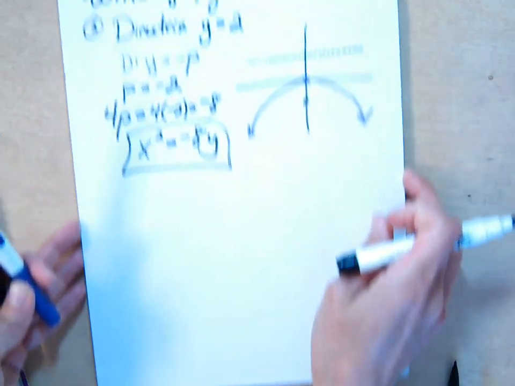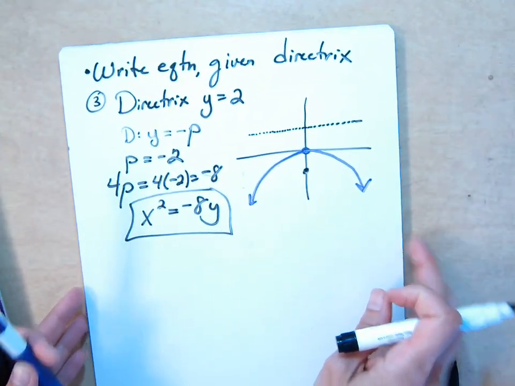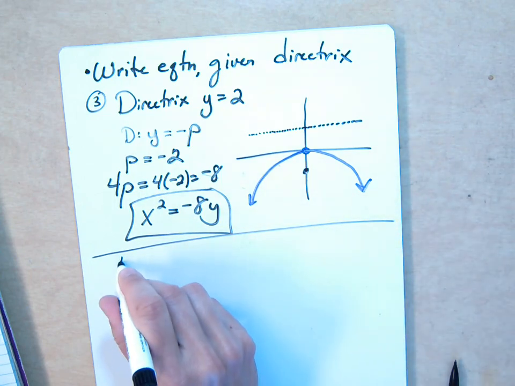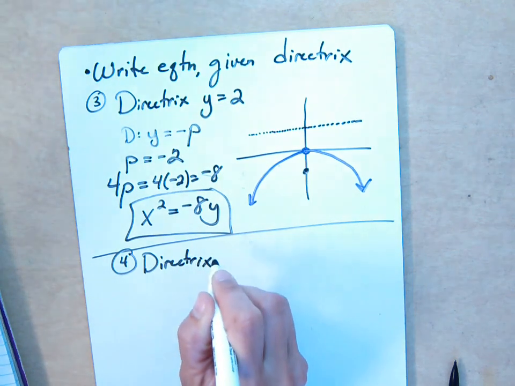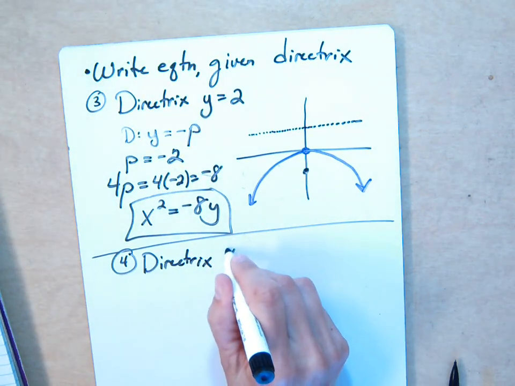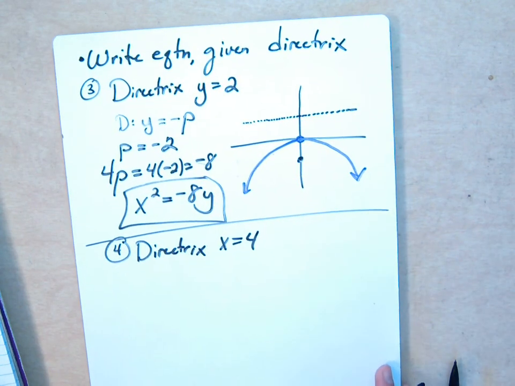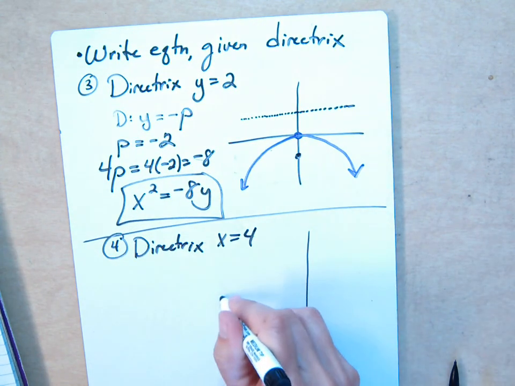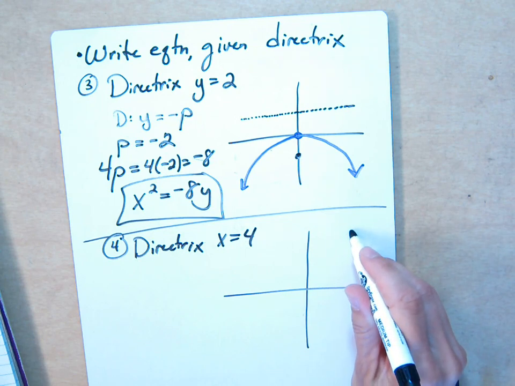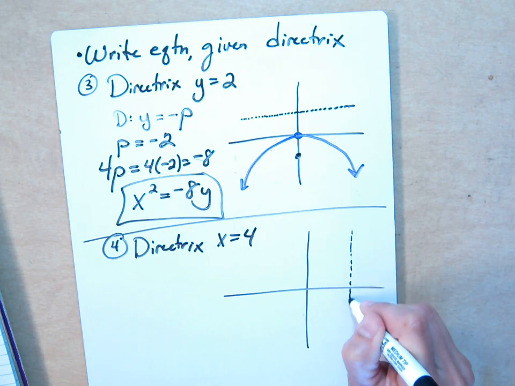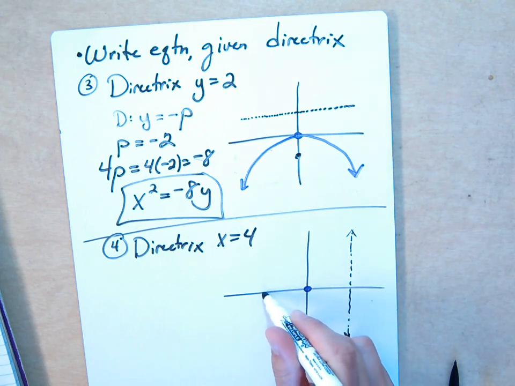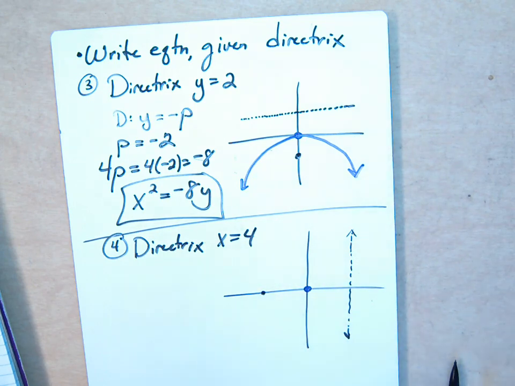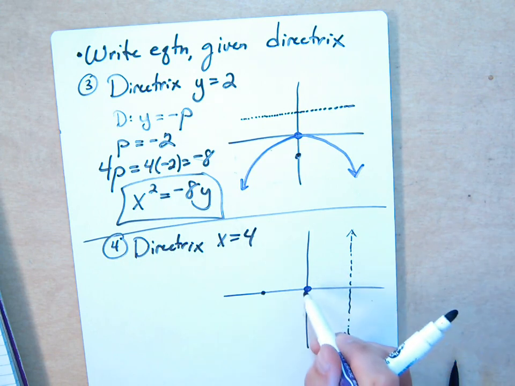And let's do one last example with the same kind of objective. Number 4, let's say your directrix is at x equals 4. So we sketch x equals 4. We know the vertex is here. We know the focus point is equidistant on the opposite side. This is going to be narrower. And so it has to open this way.